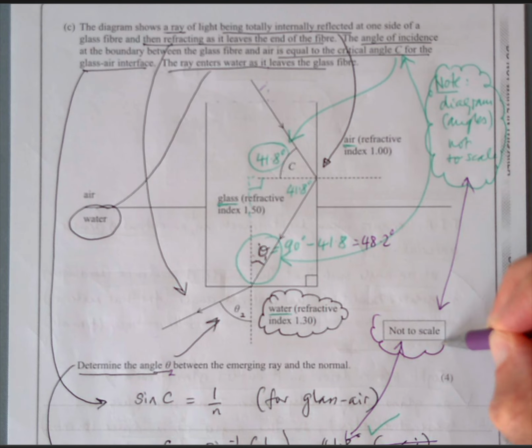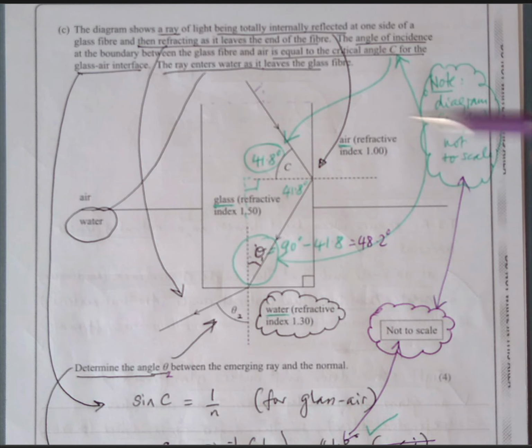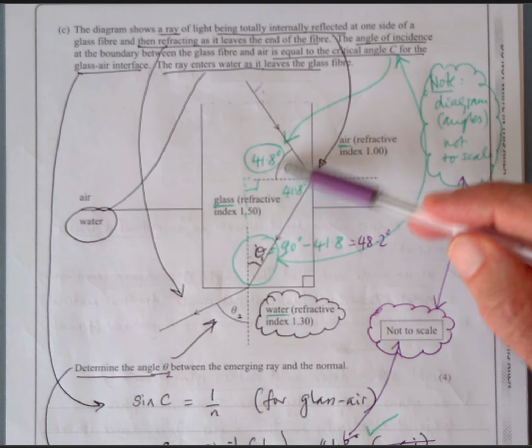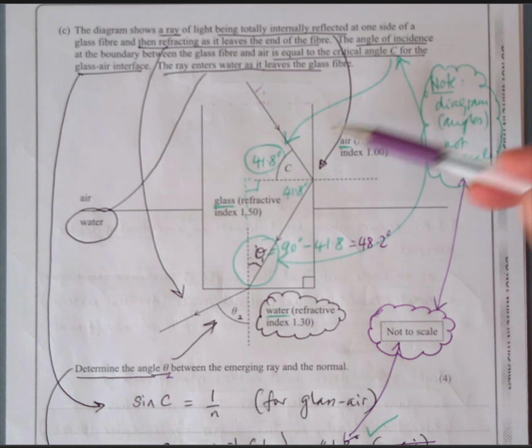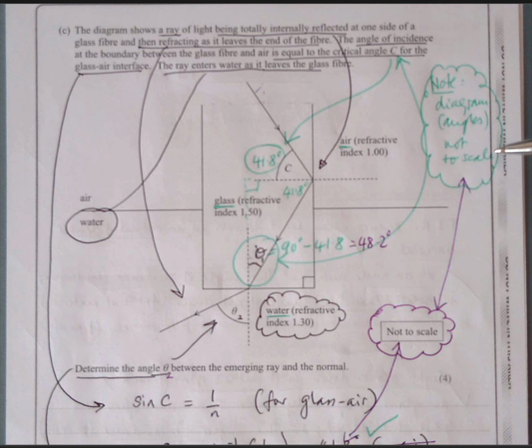What I found confusing is that it's not to scale, and I didn't pay attention to this comment. So don't get confused, because this angle, when we work it out, is 41.8 degrees, when it looks like it's greater than 45 degrees. Don't let that confuse you. If it's not to scale, they're deliberately seeing if your thinking skills are high enough.